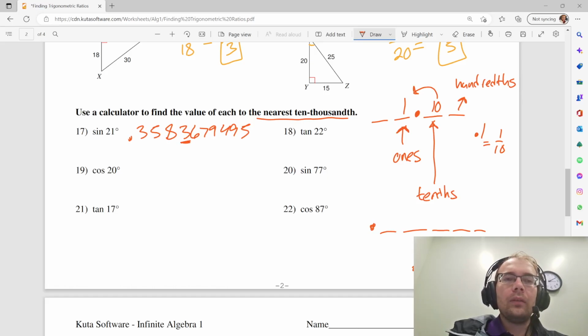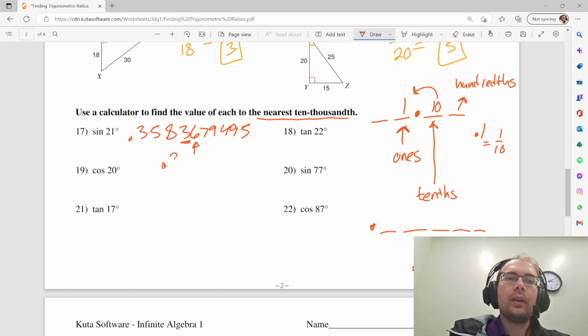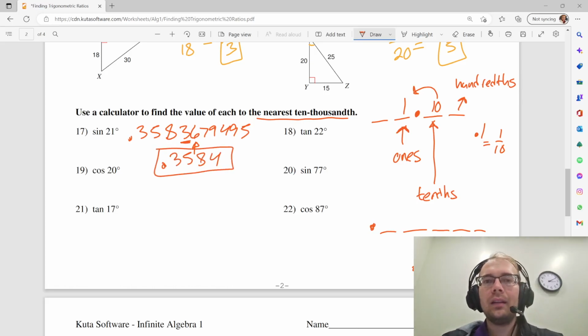So this number, is it closer to 0.3583 or is it closer to 0.3584 is another way to think about it. Well, it's closer to 0.3584 because of the 6. So we round it to 0.3584. And that is how you do that.